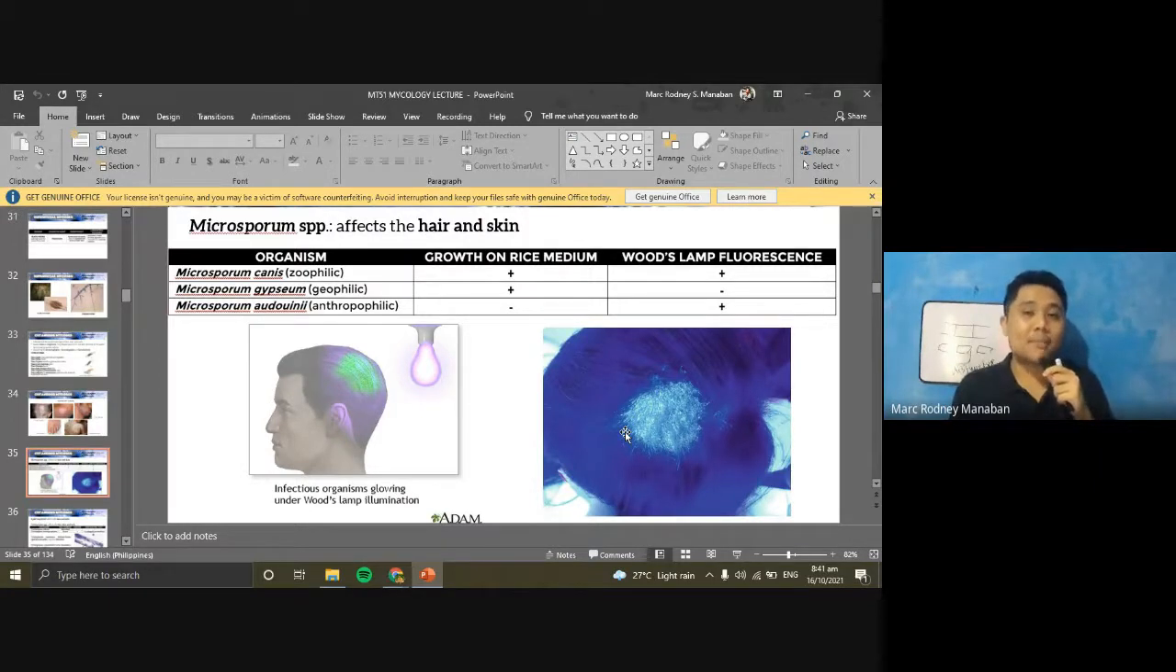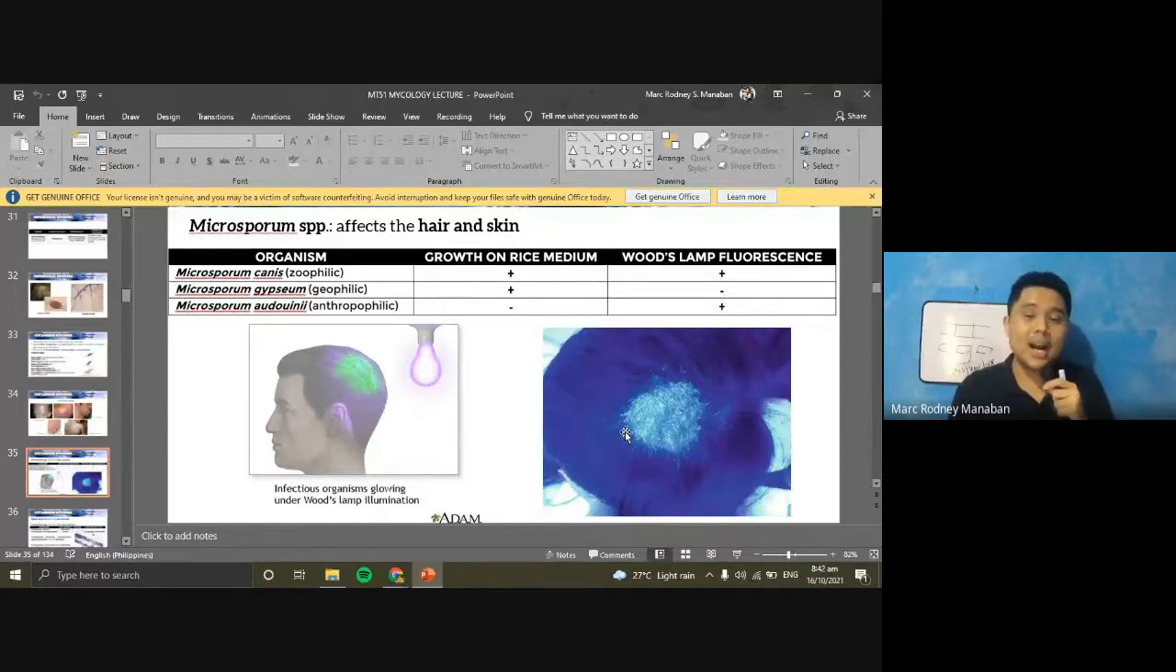That is anthropophilic, meaning humans really have main gina-infect. All right, so canis, zoophilic, mga animals. Gypsum, geophilic, environment. Okay, and odonai, you have anthropophilic or humans here. Okay, now as you can see, gypsum, letter G, so geophilic siya na. Okay, now growth on rice medium, as you can see, ang negative ra is odonai. And for woodland fluorescence, meaning hindi siya mo fluoresce, you have microsporum gypsum. So later when we go to culture media also, we'll talk about the rice grain medium. But as you can see, microsporum canis, siya yun ang positive.